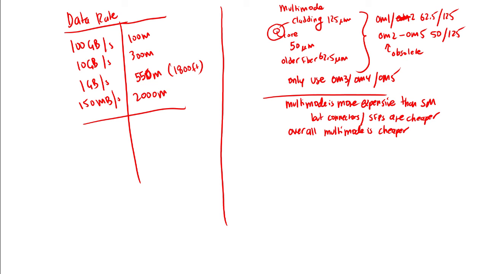And we're looking at distance less than 2 kilometers and 155 megabit per second to 1 gigabit per second, depending on the distance.